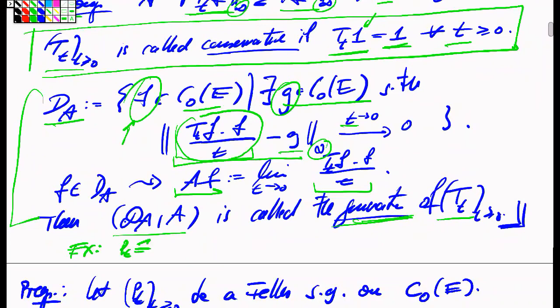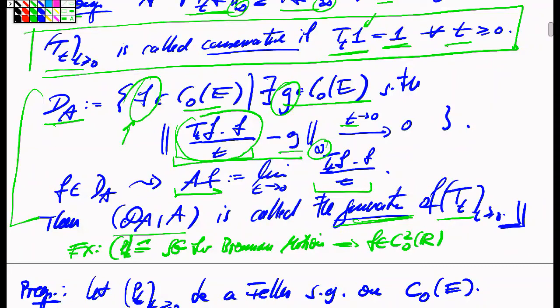Pt is the semigroup for Brownian motion, and in this case, if f is in C_0^2 of the real line, which means its first and second derivatives are also continuous functions vanishing at infinity, then f is in the domain of the generator for Brownian motion, and the generator of Brownian motion is 1/2 times the second derivative of the function. Okay, we discussed this example at the end of the previous lecture.